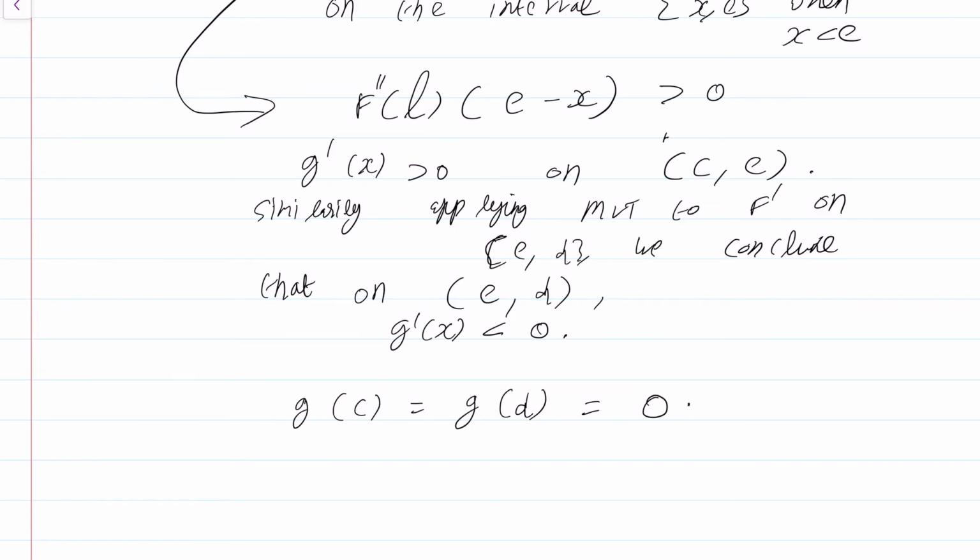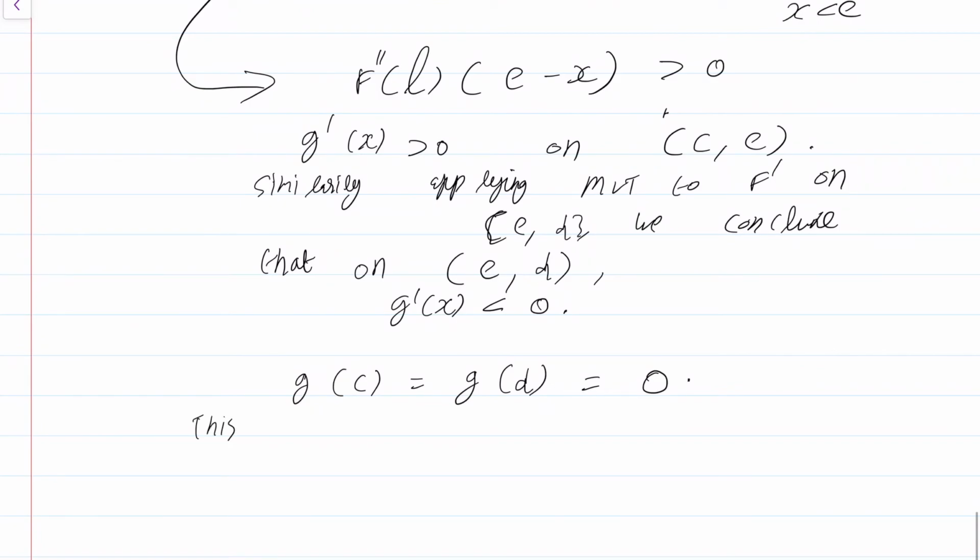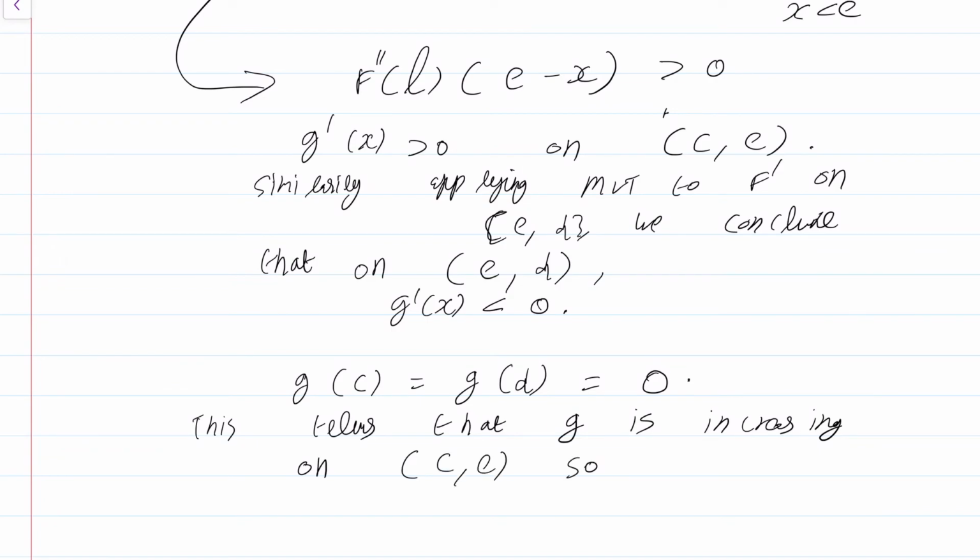Now, what does this tell us? This tells us that g is increasing on the interval (c, e). So in fact strictly increasing, because we have concluded that g′ is greater than 0. So it's strictly increasing on (c, e), so g(x) is greater than 0 there.